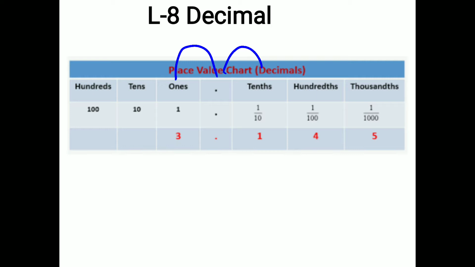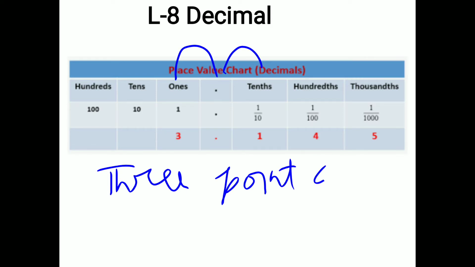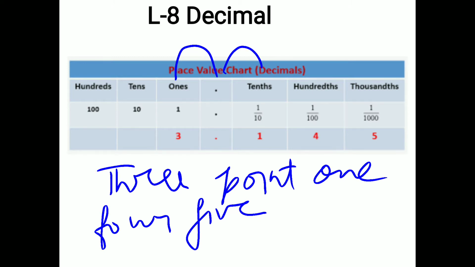How can I write it in words? I can write it in this manner: 3.145. Clear? This is a way of writing it in words. Now we will start the chapter, and you have to make this table in the maths copy. When you start this chapter, firstly you mention the name of the chapter, lesson 8, decimals, then you make this table. Okay? Then we will proceed with exercise 8.1.